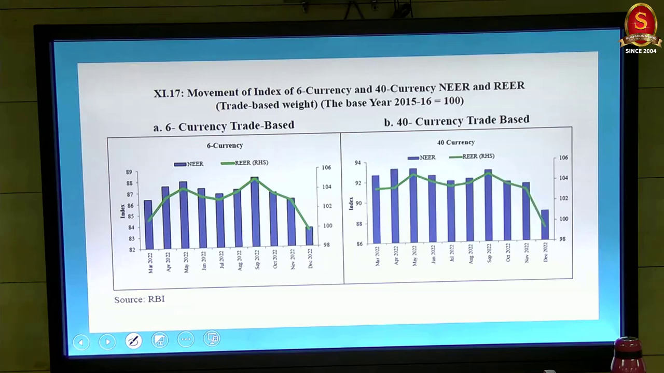It will hurt the exports, is it not? It will help the imports. Why do you still want it to appreciate? Then only India will become an international currency. Your pride lies in appreciation of the currency, not in the depreciation. If you are a developed country, you have to have appreciation, not depreciation.